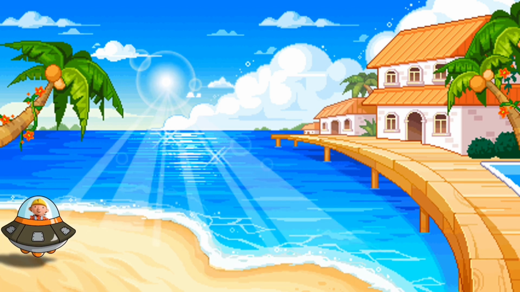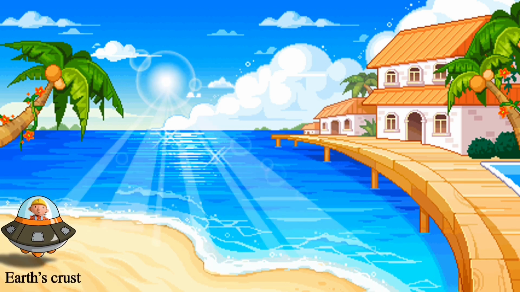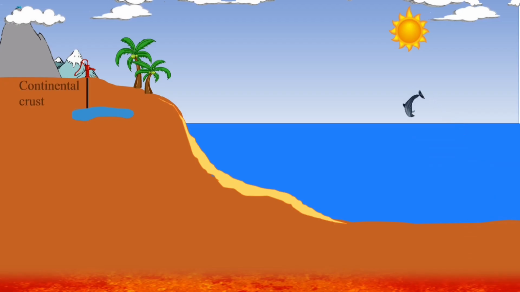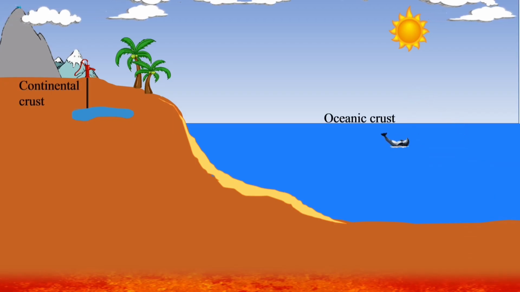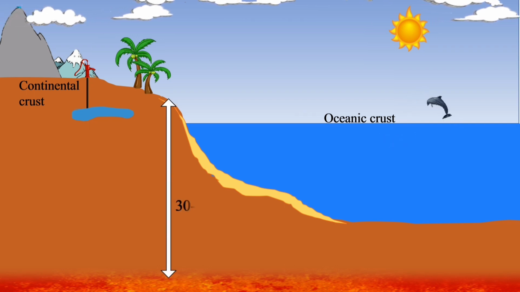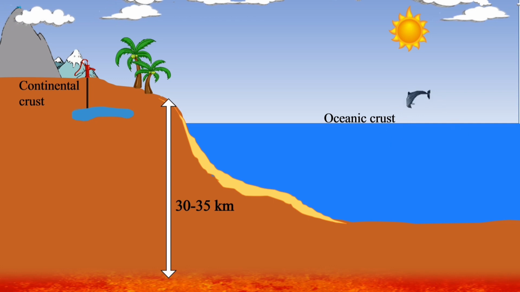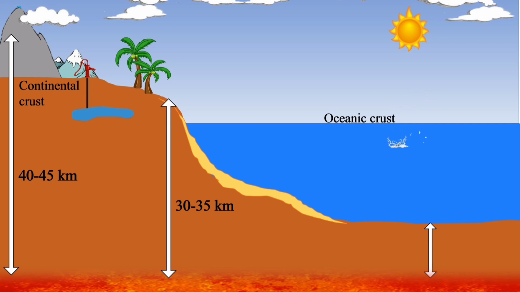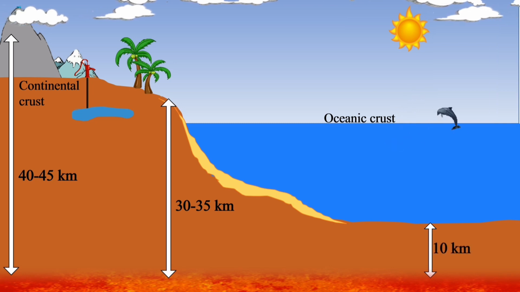Now we are on the earth's surface, and it is called the crust. It is divided into 2 sublayers, continental crust and oceanic crust. The thickness of the crust is not the same everywhere. On an average, it is 30 to 35 km thick. Under the mountain range, it is more than 40 km. And under the oceans, it is less than 10 km.